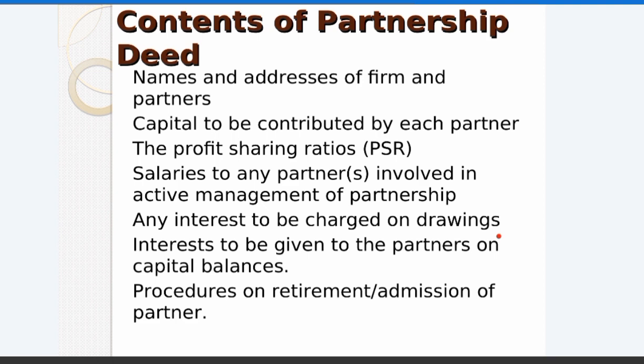The next one is the interest to be given on the partners' capital accounts. Sometimes the partnership may decide to pay interest on the capital of each partner, such that at the end of the year they may decide, let's say, 10% should be given to each partner as interest on capital, meaning that the capital they have contributed may actually attract some interest. So in this case, you have to determine how much interest is to be given to each partner in terms of percentage, or sometimes they may even decide on a particular amount.